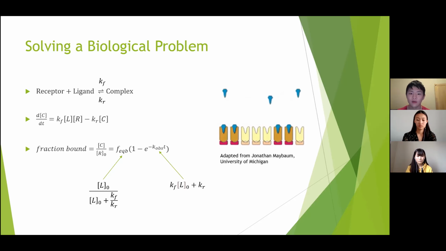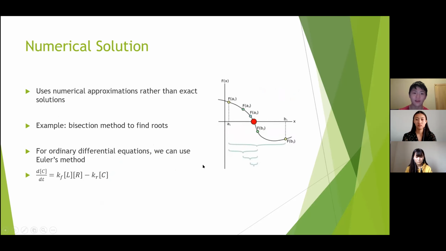Okay, so imagine if we didn't have this analytical approach and we wanted to just approximate this using a mathematical model. So that's what we're going to look at on the next slide. What we can do here is use a numerical solution to get closer and closer to the answer until it's basically correct for any purposes that we want. And so numerical solutions use numerical approximations rather than looking for exact solutions.